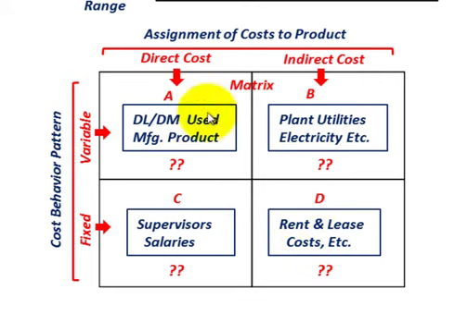All right, so this little matrix here can come in handy just so you understand you're going to have a direct variable cost here, where the cost pattern is the fact that it's variable, and you're going to have an indirect variable cost, and your direct fixed cost, and also an indirect fixed cost. So it's just a handy little matrix that you can use when you're trying to classify your product costs. Okay, so that'll pretty much end our discussion.